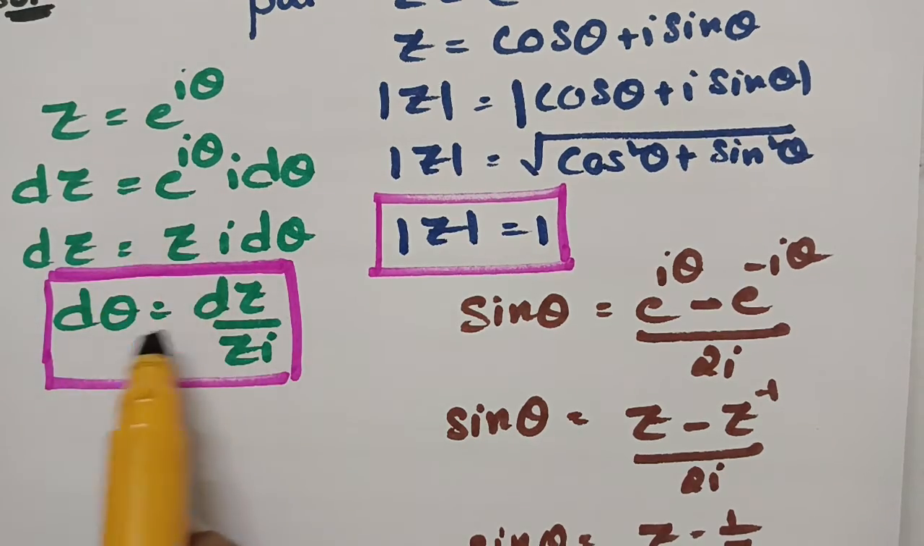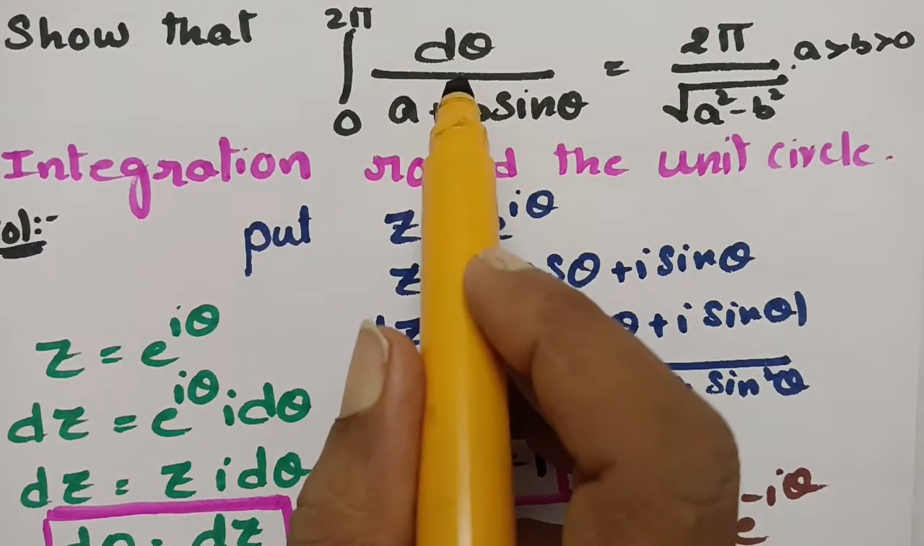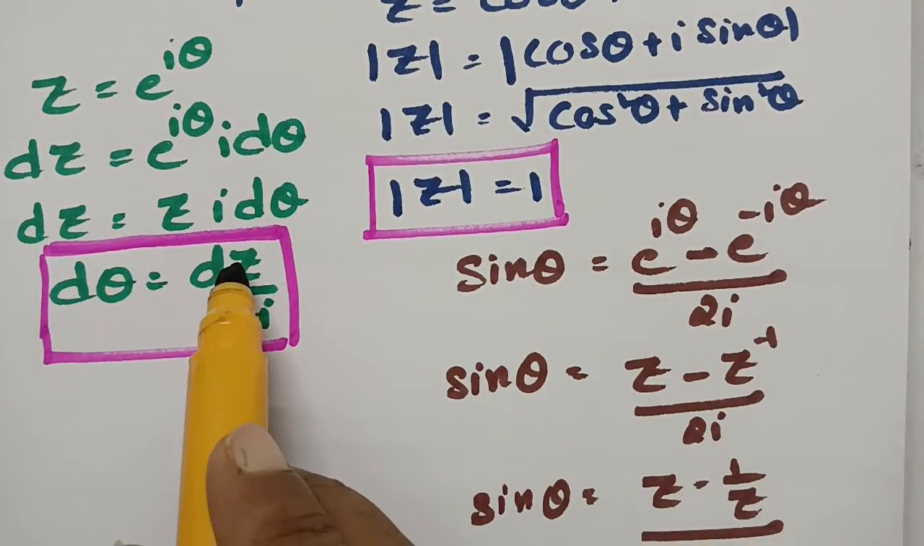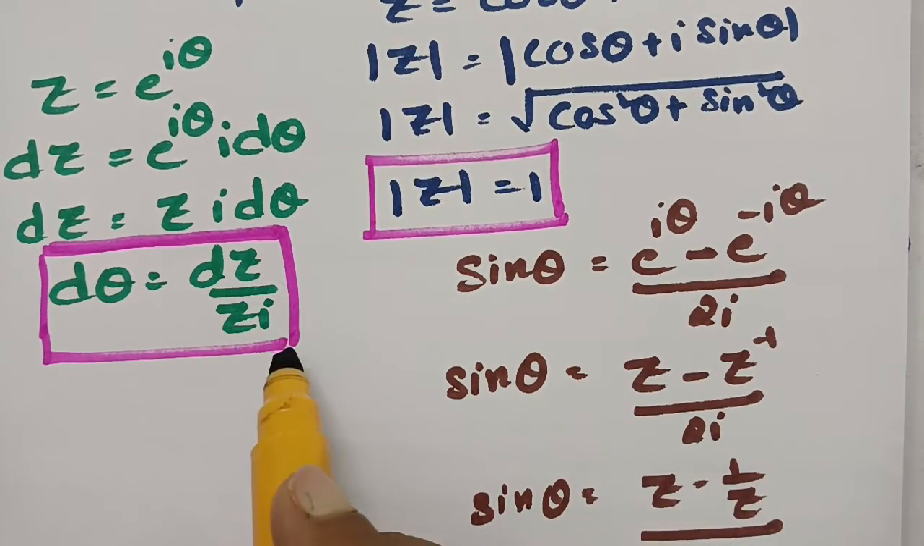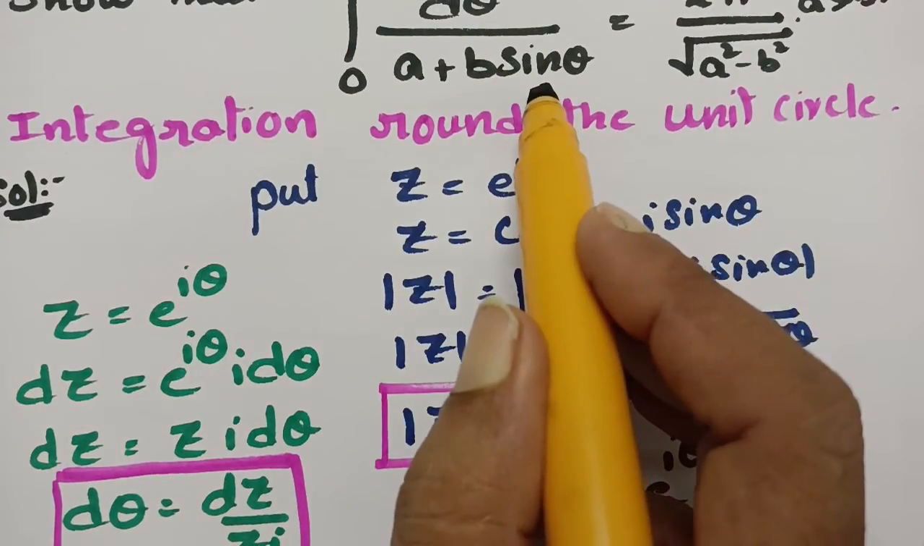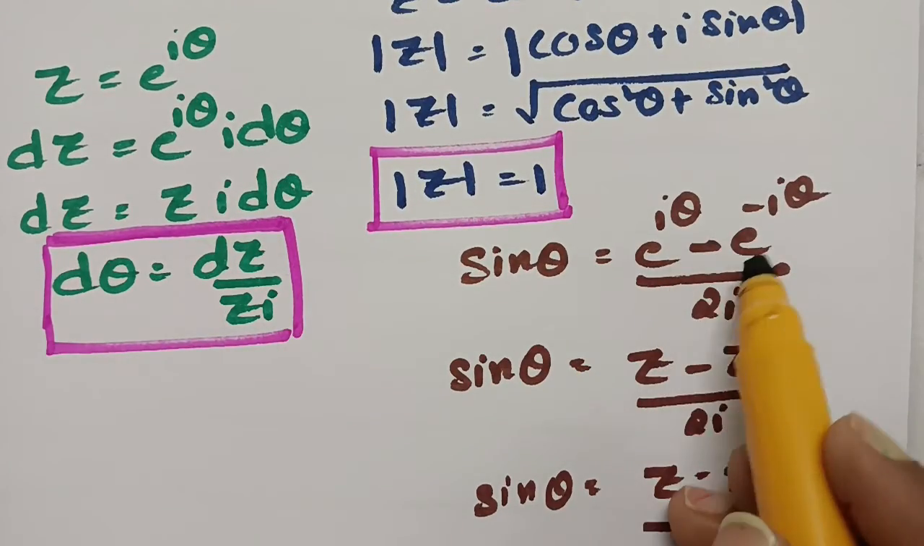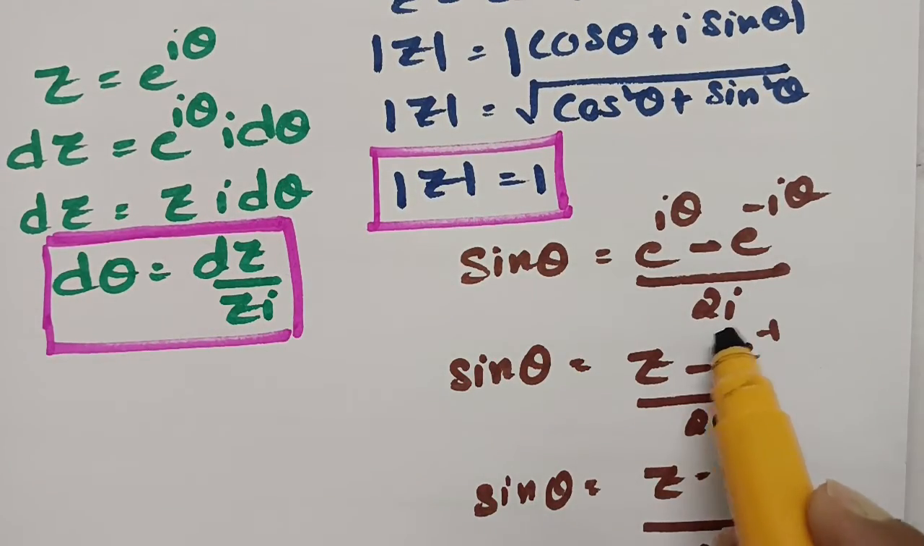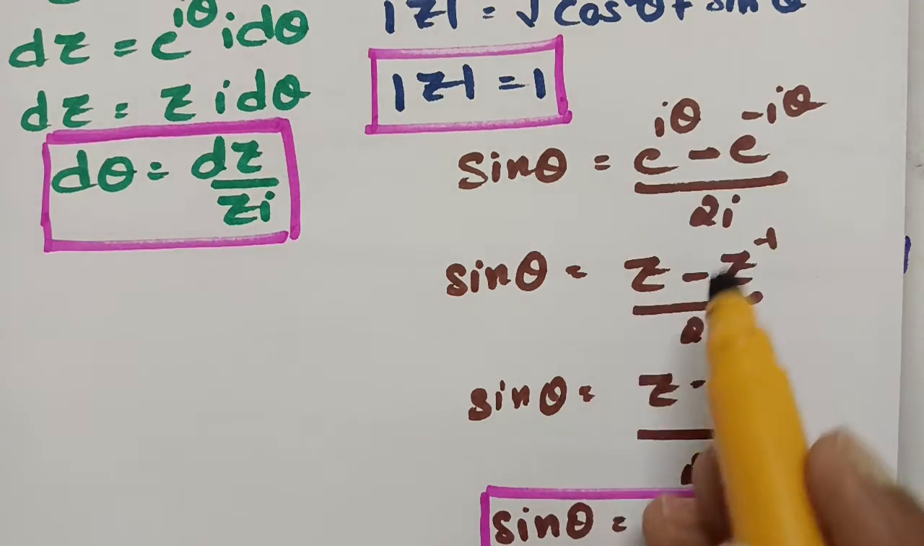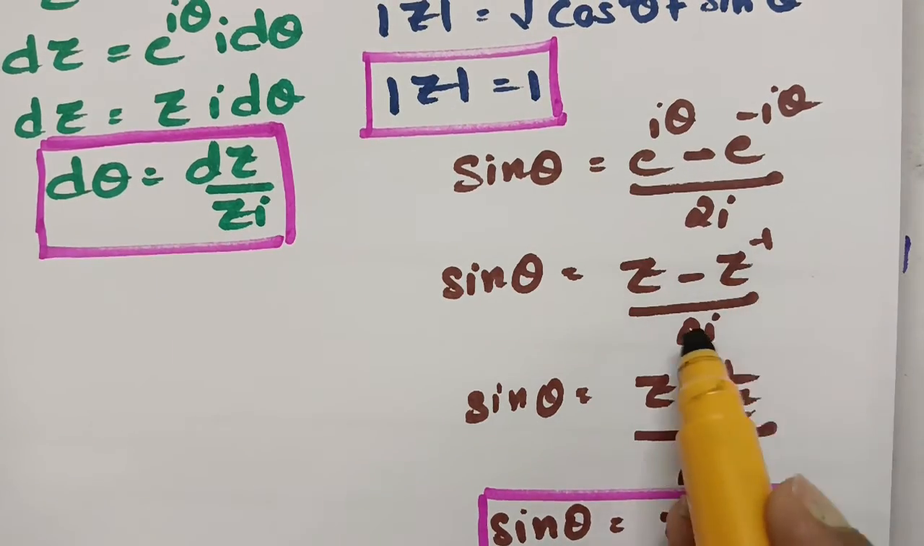If you differentiate on both sides, we need the value of d theta. Therefore d theta is equal to dz by zi. And again we need the value of sine theta. For sine theta, this is e power I theta minus e power minus I theta by 2i, which is nothing but z minus z inverse by 2i.